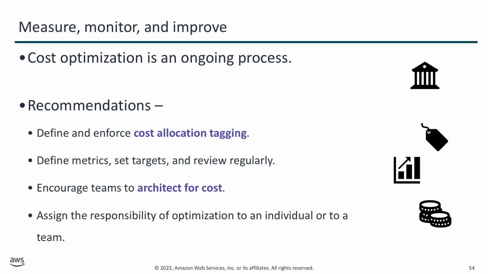So continuously measure, monitor, and improve, right? Cost optimization is not just a one-time process. It is an ongoing process. So the AWS recommendations are to define and enforce cost allocation tagging. If you remember, in the second week, we were talking about billing management, cost and billing management, right? So we could go there and create a group or tag to know who is using what and how much they are using.